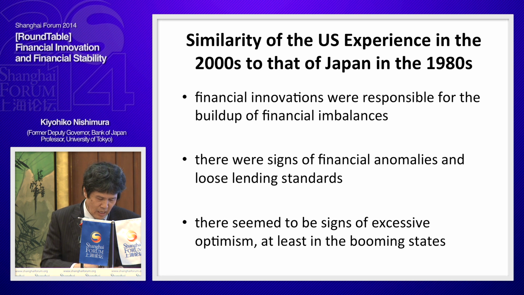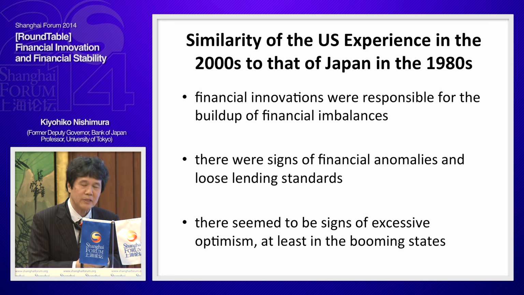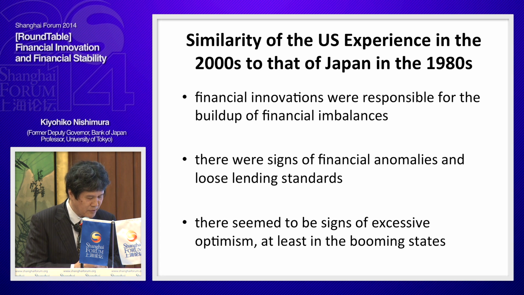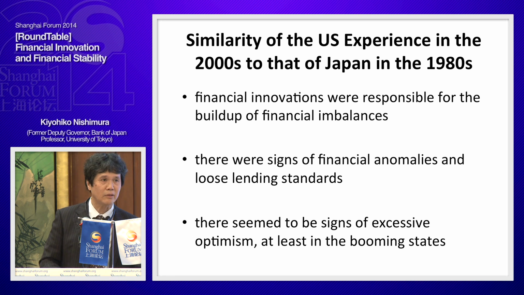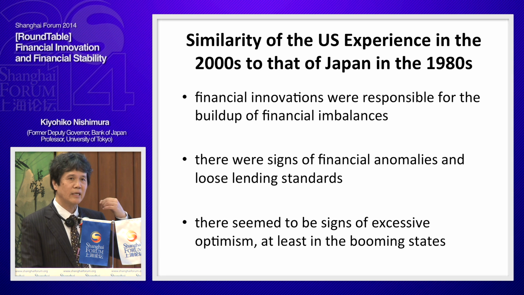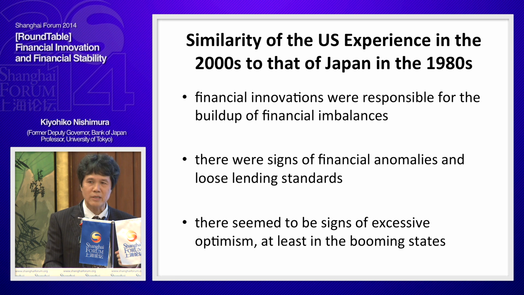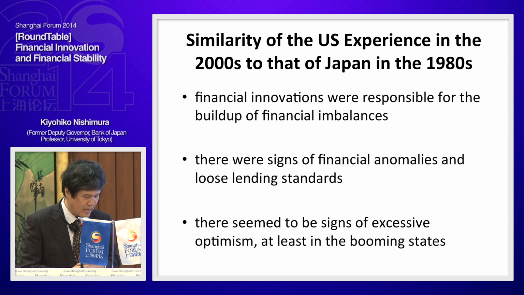In addition, there were reports of so-called non-doc loans, the loans with no documents, just ready to go, and especially in subprime mortgages, which is quite a big anomaly. And actually, this triggered the short sale in the subprime index market. Third, there seem to be signs of excessive optimism, at least in booming states in the United States.